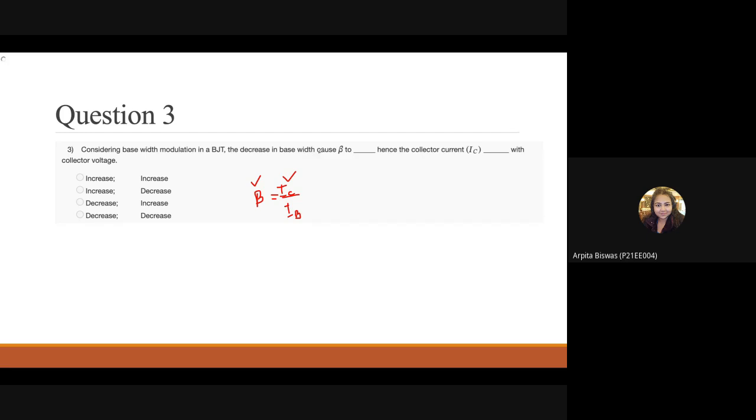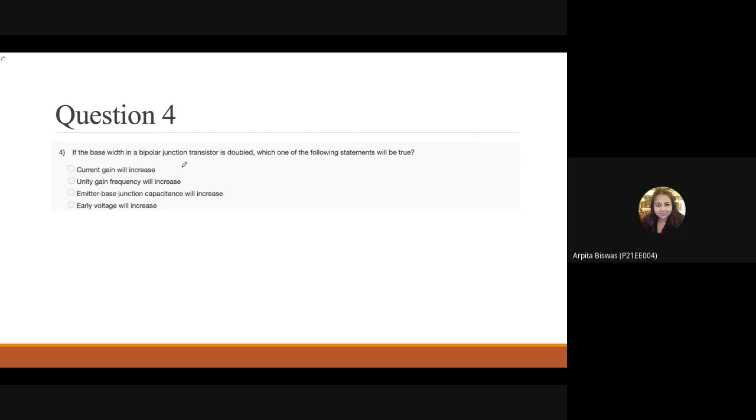The decrease in base width causes beta to dash. If base width decreases, then what about this beta? It will increase or decrease? Increases. Yes, it increases. So if beta increases, then what about this IC? It also increases. Yes. So the right option is option A. Is it clear to all of you? Yes, ma'am. Okay.